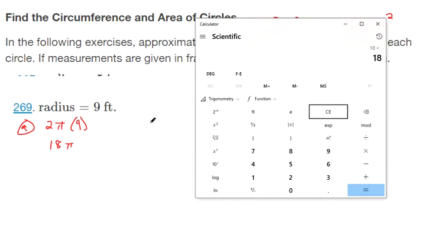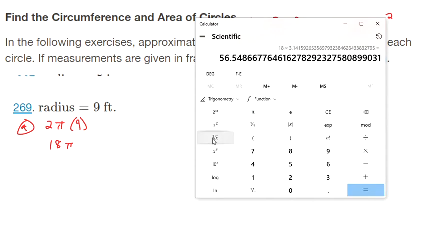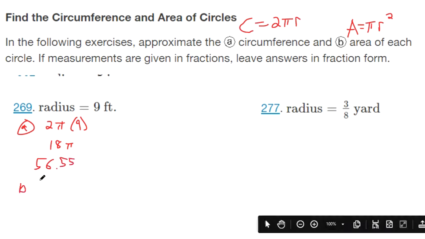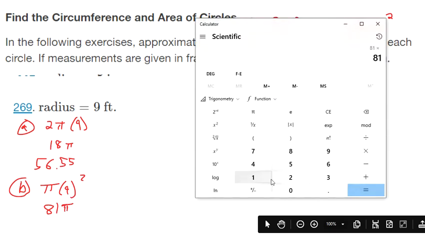I'm going to do 18 times pi. It gives me 56.55 if I round to the hundredths place. So there's part A, and that's the circumference. It's 56.55 feet around. And then if you want to know what the two-dimensional area is inside this circle, you need to plug in pi r squared. So this is 81 pi because 9 times 9 makes 81. Or if you want it as a decimal, 81 times pi is 254.47.